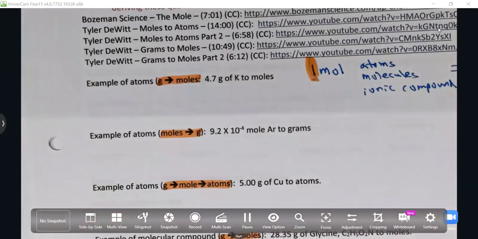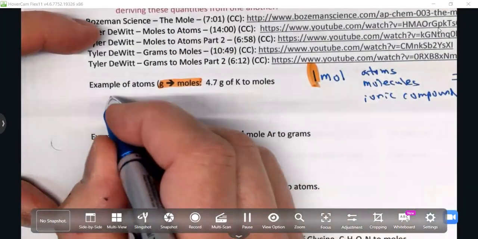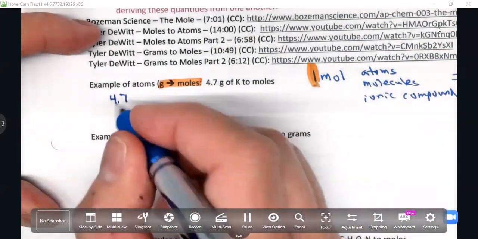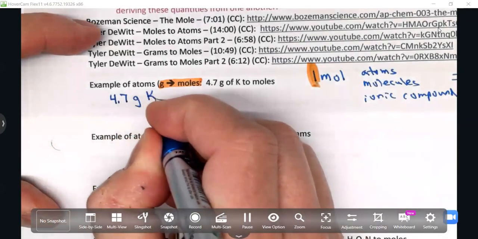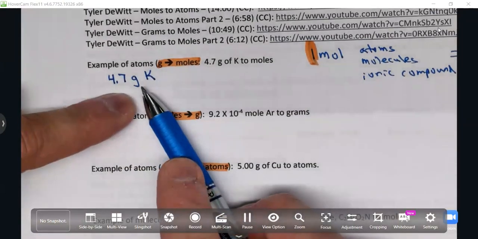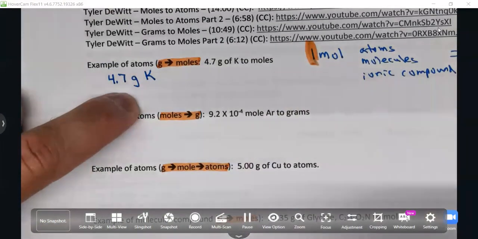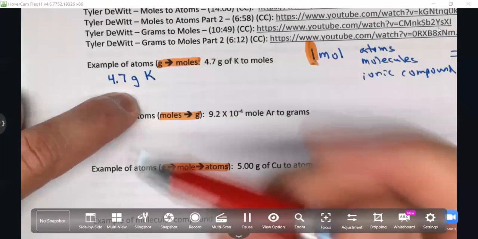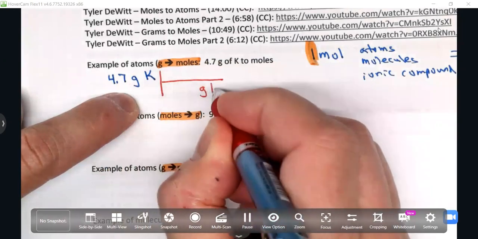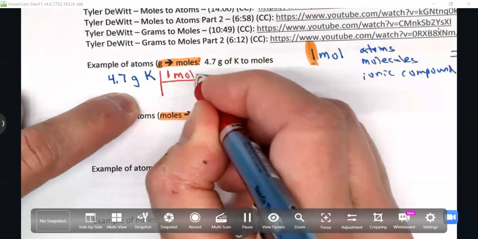Okay, so let's do this. Grams to moles. So we're going to start with the only given thing we're given. Please, please, please write in what you have for units. Grams of potassium. That's your starter. We know that we have to cancel out grams of potassium. It is no different than what we've been doing. So the conversion I'm going to put in here is grams of potassium down here in the denominator, 1 mole of potassium.